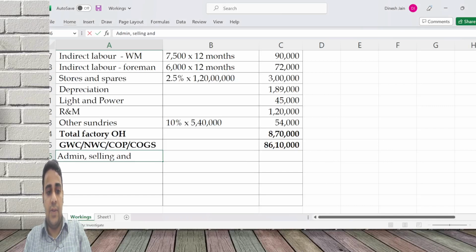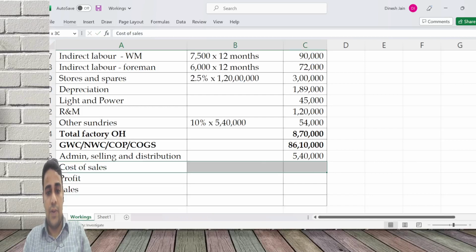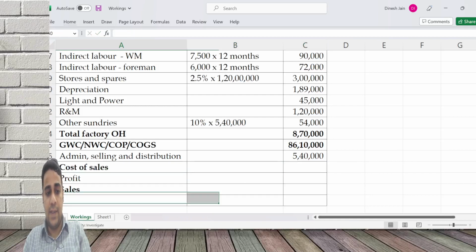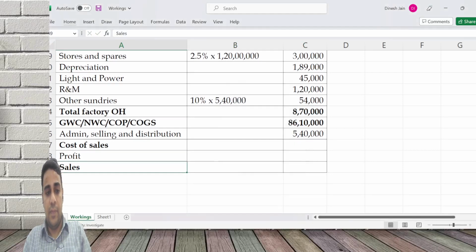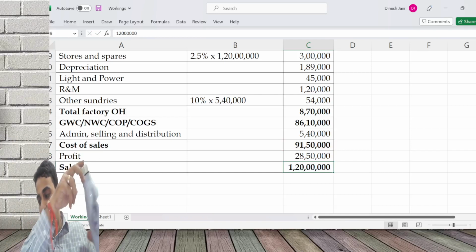Admin selling and distribution, 5,40,000. Cost of sales, profit and sales. Very simple kind of a computation. Sales was 1 crore 20 lakhs. Profit is the balancing figure. Let me know if there are any doubts.